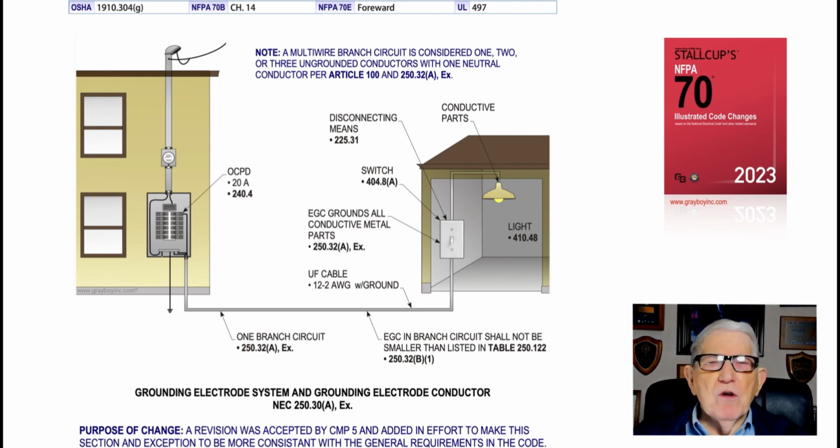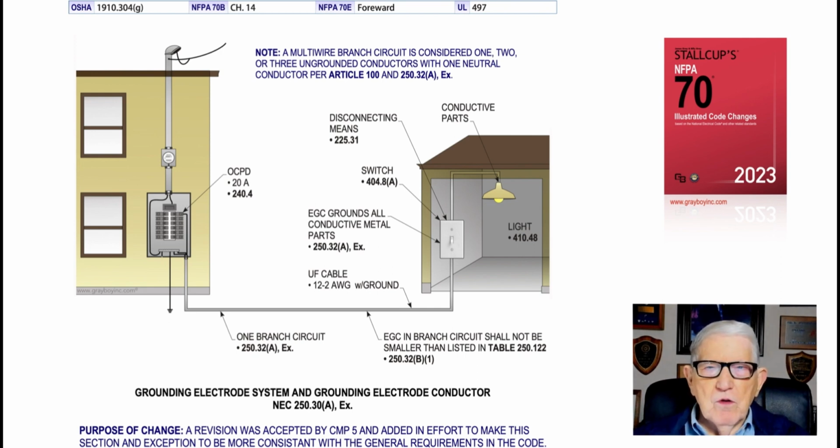A multi-wire branch circuit is considered 1, 2, or 3 ungrounded conductors with one neutral, as outlined in Article 100, where it's defined as such, and 250.32a exception works hand in hand with 250.30a exception to state that you can run this multi-wire branch circuit out to this detached garage, and you don't have to provide a grounding electrode conductor there.